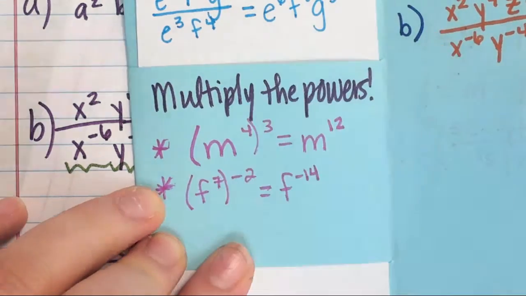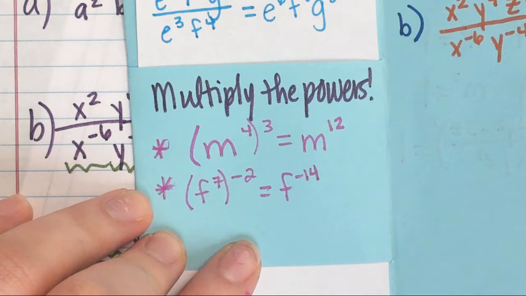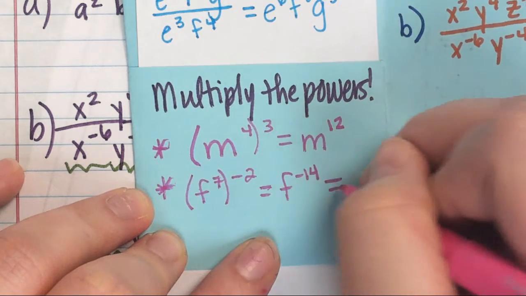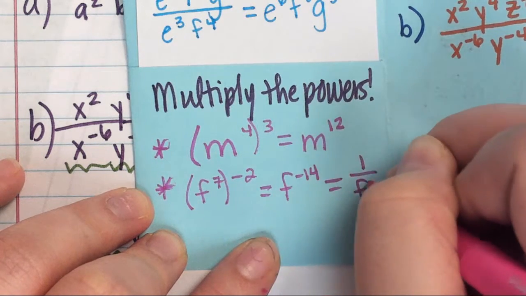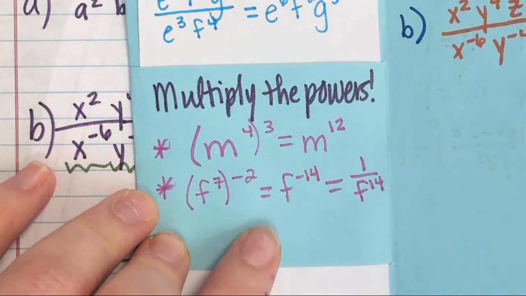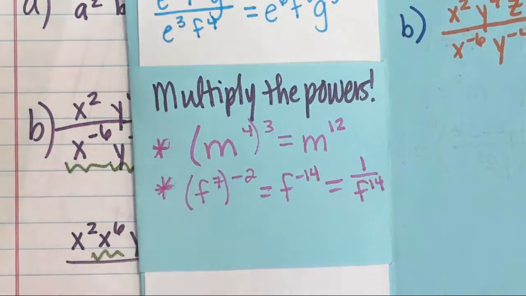But Miss Compton is going to be mad if you leave your answer like that. So you send it to the bottom and you get 1 over f to the 14. If you don't write the intermediate step, I'm not going to be mad. It just always helps in math class for the math teacher to know what you're thinking.